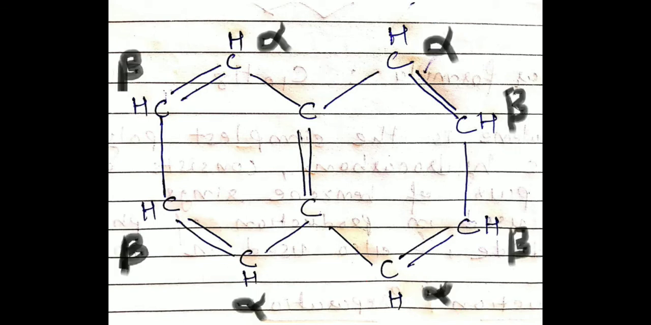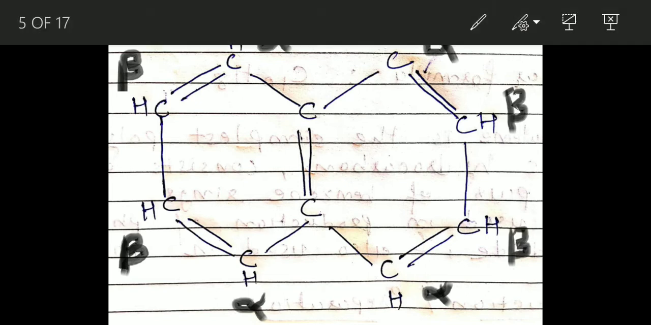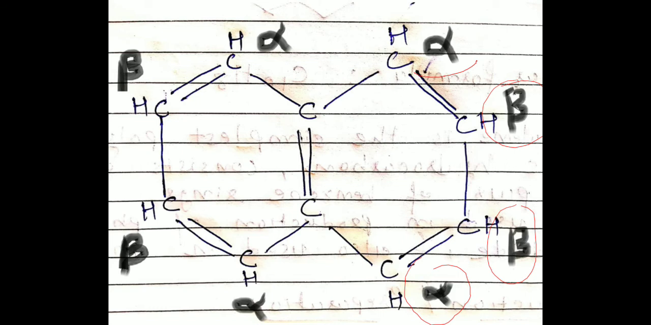In this slide, the first carbon position is called the alpha position, the second carbon position is called beta. Again, the third carbon position is also called beta position. The fourth position is called alpha position, and this repeats in the second ring of naphthalene. So in short, the top carbon and bottom carbon are called alpha position and the side carbon positions are called beta position.